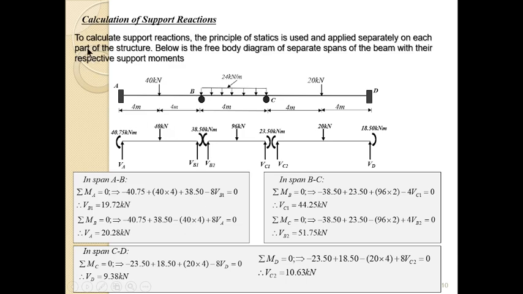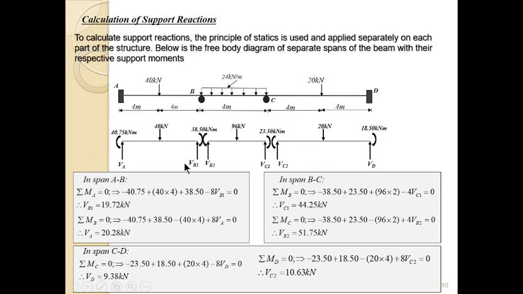If you go to calculating the support reaction, you just break the whole of this into different simple spans. So span AB, span BC, put the support moment. Remember here we had minus 40.7, so an anticlockwise moment. Here we have minus 38.5, and then 38. It was plus here and then minus here. This was plus 23.5, this minus 23, and this was plus 18.5.